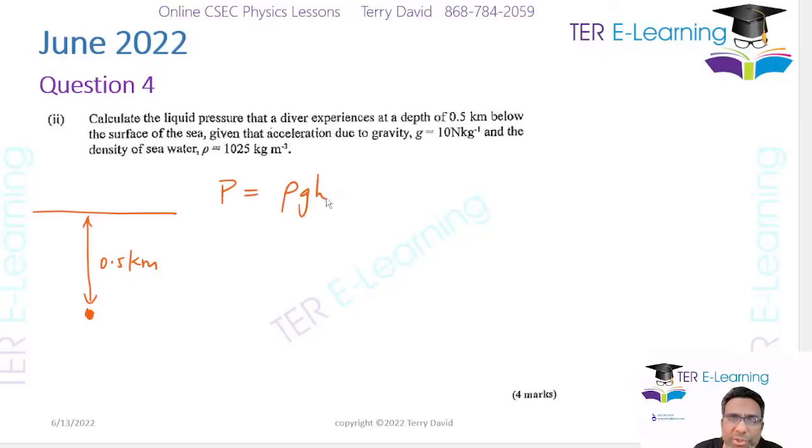So all we need to do is to use rho g h. That's our formula here. The density for the water is 1025 multiplied by g, which is 10 multiplied by h. And now understand why they give them 4 marks for this. You see this kilometers here? When you're using the formula, it has to be in meters. So 0.5 kilometers is actually 500 meters. So this here is a little catch in the question, right? It should have been 500 meters. That's what you're using in the formula. So all we need to do is multiply that, and that's it. That's the answer.